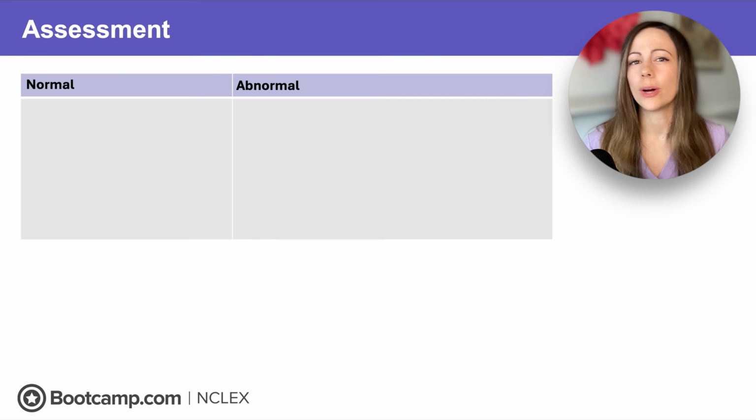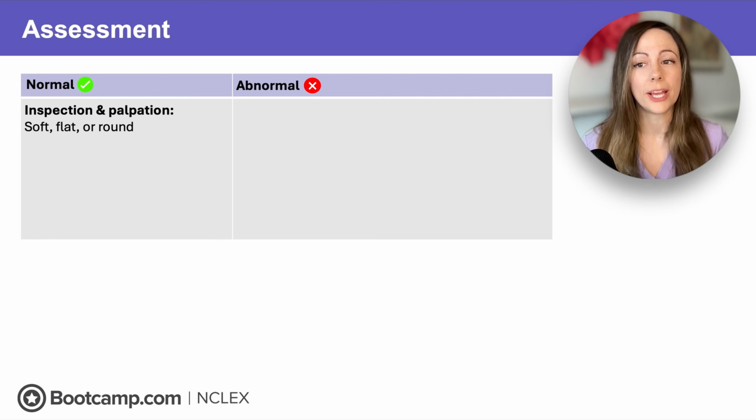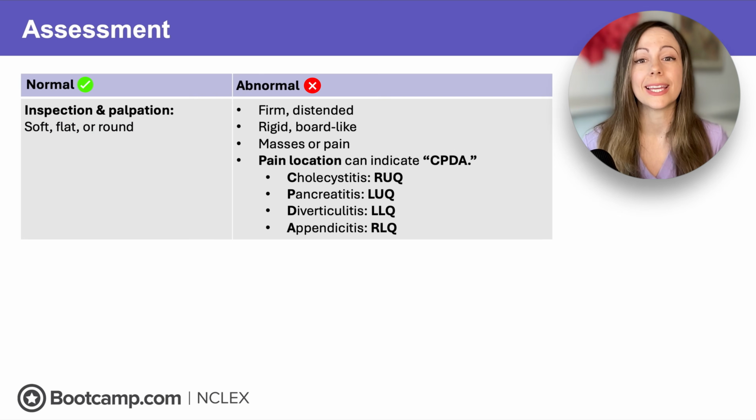So for our assessment, what's normal and what's abnormal? Well, normal on inspection and palpation is a soft, flat, or round abdomen. Abnormal is a firm, distended abdomen. A rigid, board-like abdomen can indicate peritonitis. Masses or pain can indicate organ inflammation or some kind of disease process.